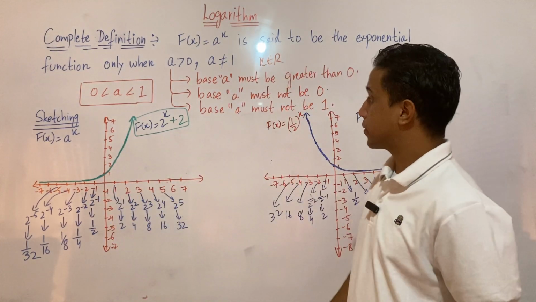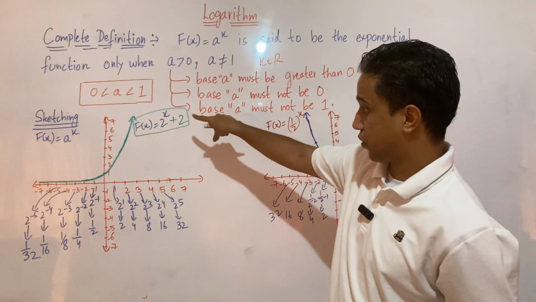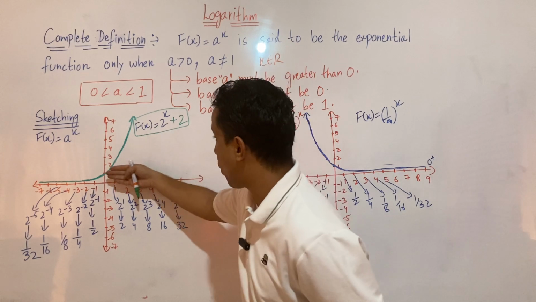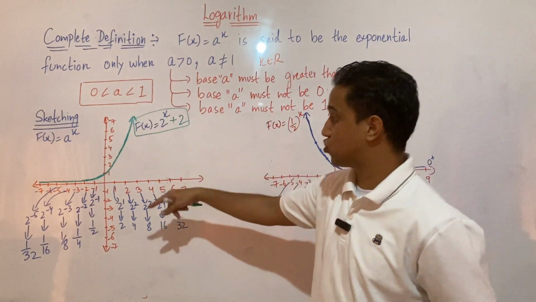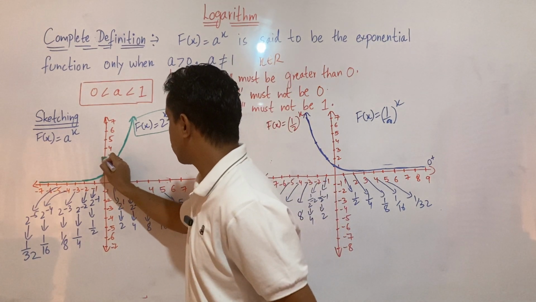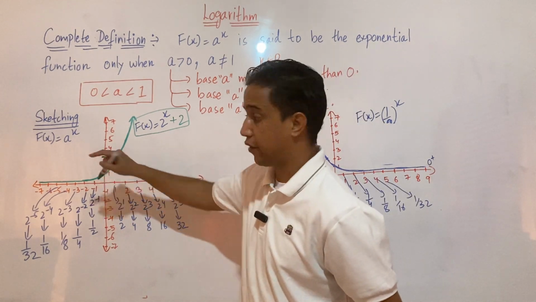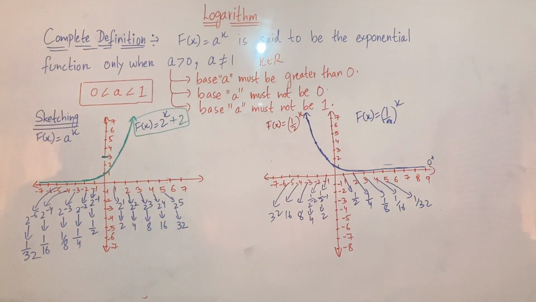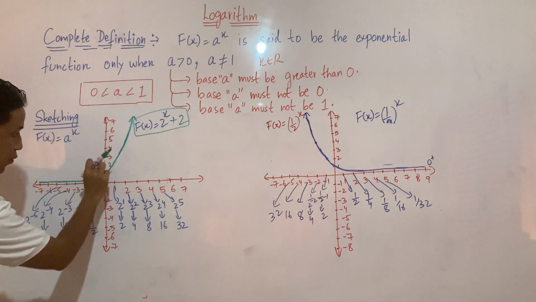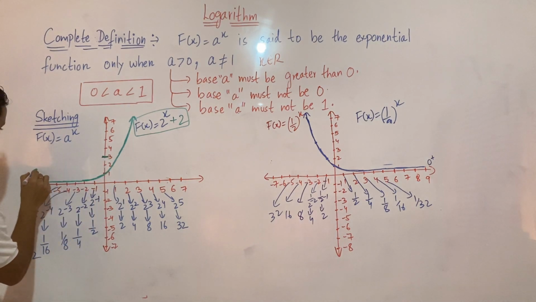y equals 1, right? But now, to shift the y-intercept according to this, we have to shift our y-intercept 2 steps up. So this is going to be the first step, this is going to be the second step. So the new y-intercept is going to be formed at 3. Understand? And because the y-intercept is at 3, the horizontal asymptote is going to be formed at 2. So your graph will be something like this.